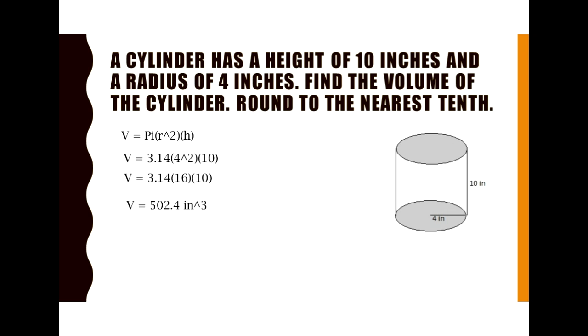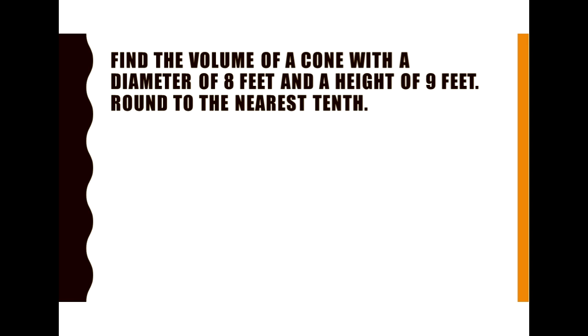So you'll notice as I continue with the next couple of examples, I always follow the same process. Write the formula, fill in the pieces of the formula, and then follow my order of operations from there. Here's another example. This one asks us to find the volume of a cone with a diameter of 8 feet and a height of 9 feet. And once again, we'll round to the nearest tenth. So here's our cone. The diameter is 8 feet, the height is 9 feet.